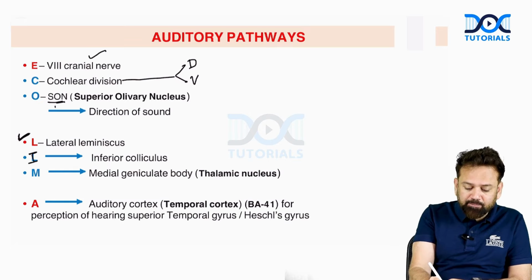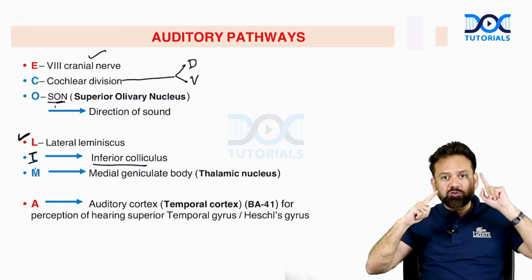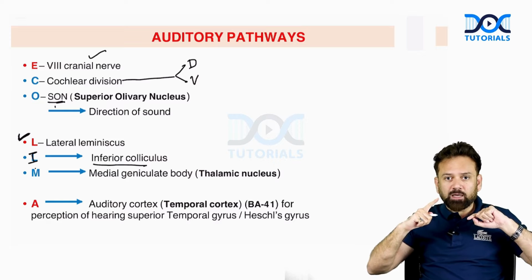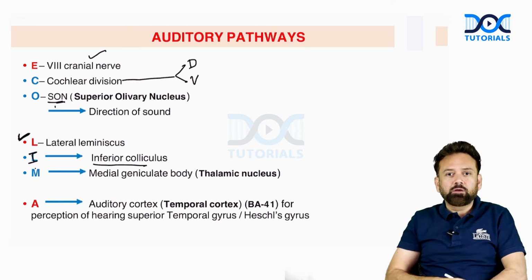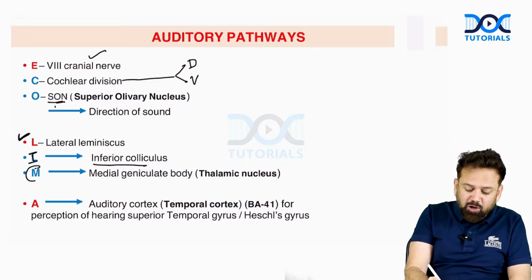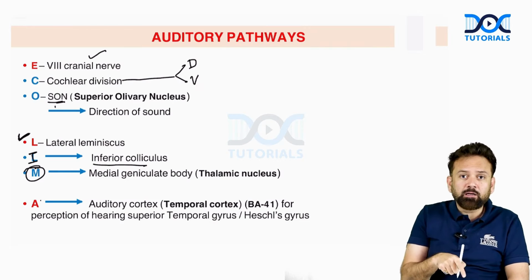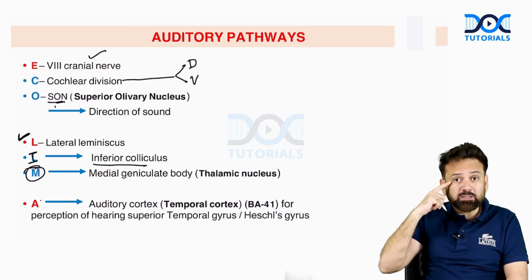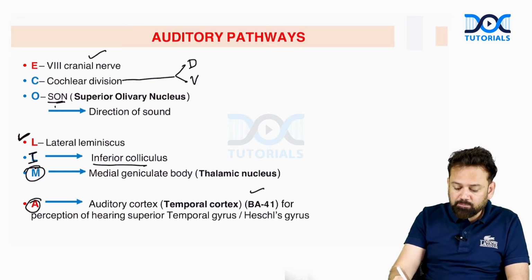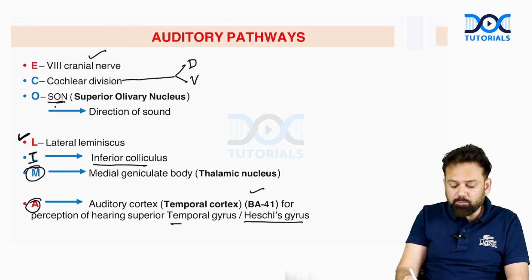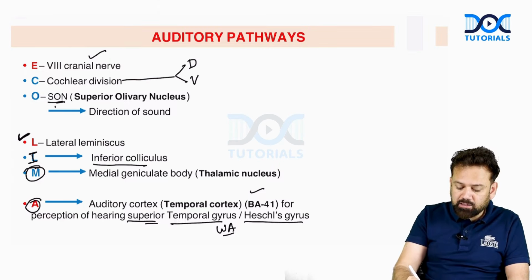Then E COLI MA, it is I: inferior colliculus. Superior and inferior, both. One colliculus is in the visual pathway, other is in the hearing pathway. Eyes are superior, so superior colliculus. Ears are a bit inferior, so inferior colliculus. You can remember like that. M is for medial geniculate body. M for music. So medial geniculate body is in the auditory pathway. Lateral, L for light. LGB, that is in the vision pathway. A for auditory cortex. Brodmann area number 41. It is called what? Heschl's gyrus, temporal gyrus. And for perception, it will go to Wernicke's area, which is in the superior temporal gyrus.